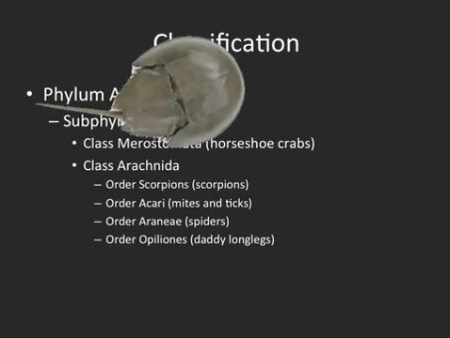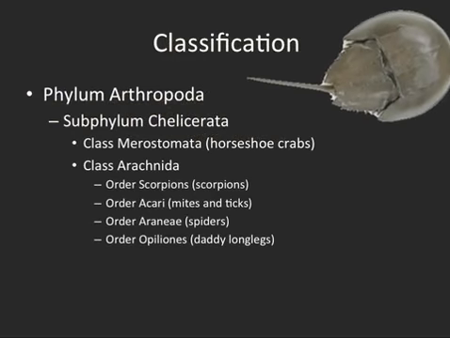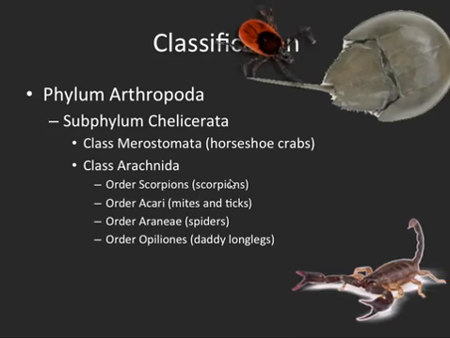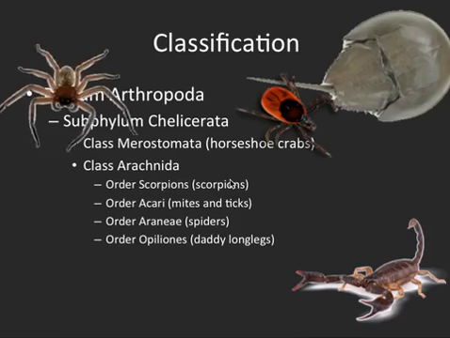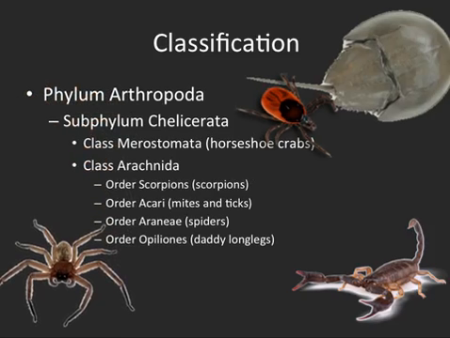The first class we'll be learning about is class Merostomata, and these are horseshoe crabs. You may have never seen these before. They are kind of a very unique animal, but they fit in subphylum Chelicerata. And then we'll be discussing class Arachnida. Now you may think Arachnida means spiders, and spiders are part of class Arachnida, but scorpions, mites and ticks, and daddy longlegs are also included along with spiders.